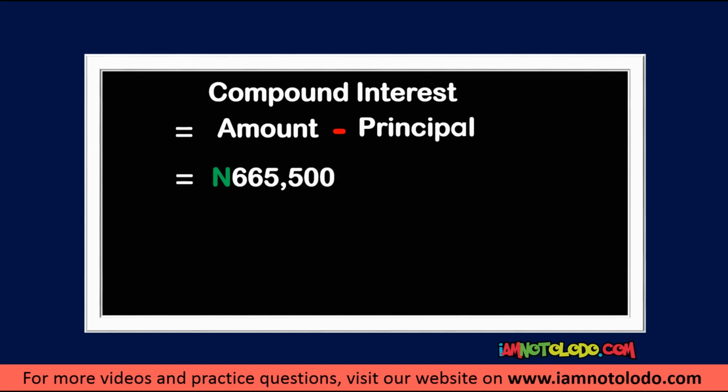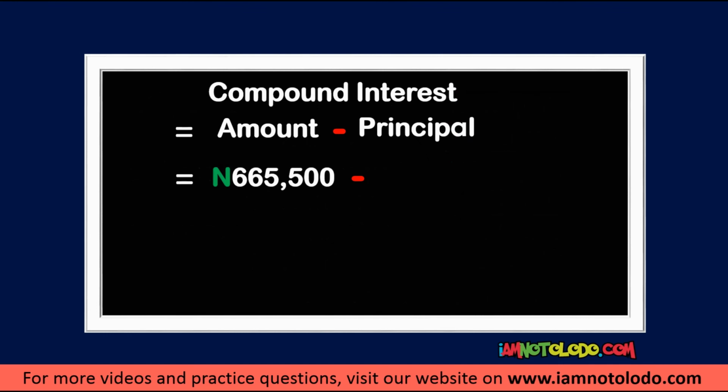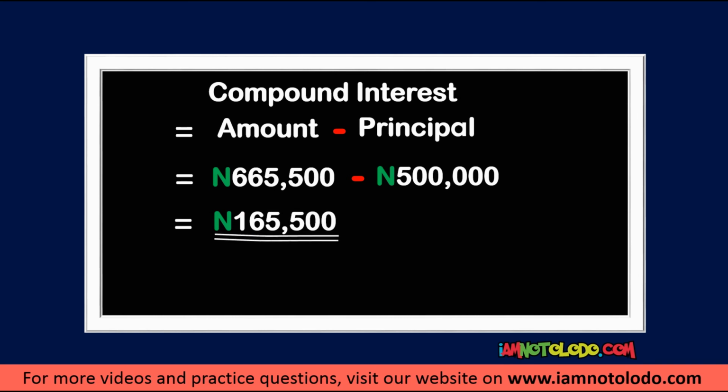So our amount is 665,500 naira minus, what is our principal? This is our principal, right? Good. So our principal is 500,000 naira. So when you subtract, we have 165,500 naira. This is our compound interest. Do you understand? Good.